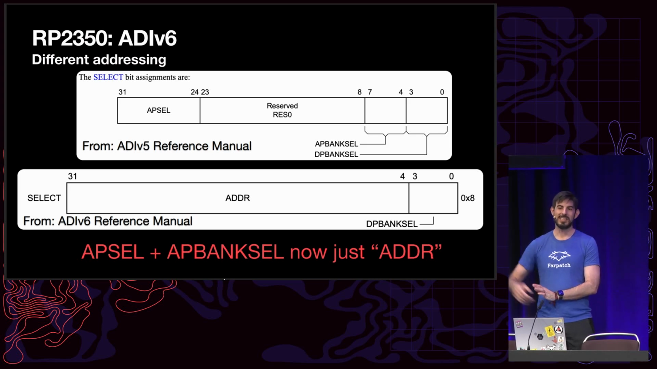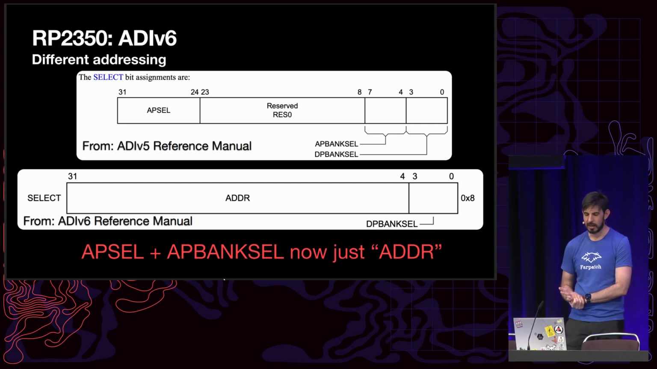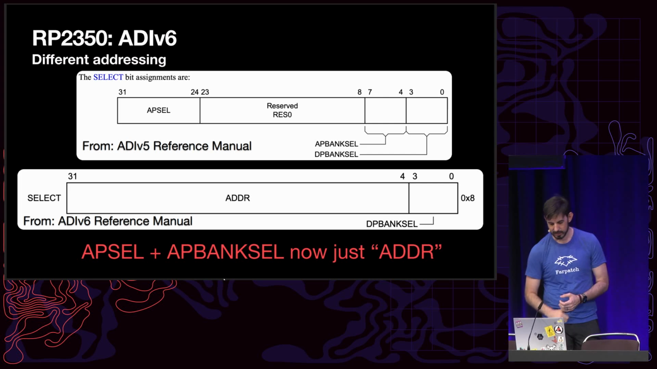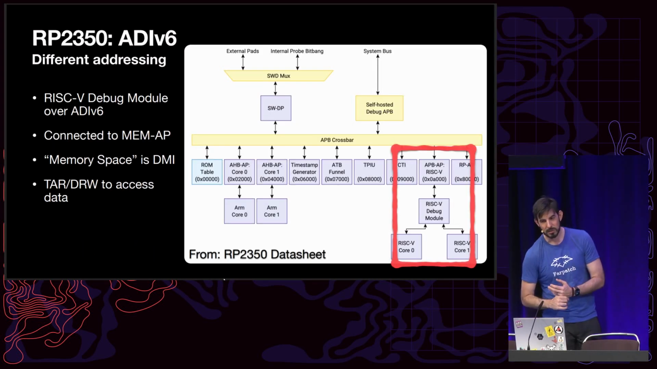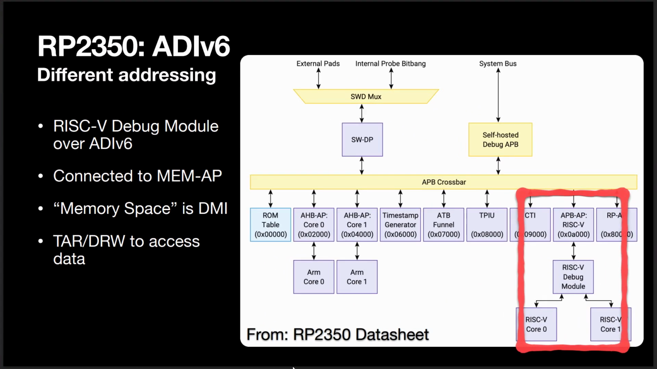but the biggest thing we need to worry about is that this register with the AP cell, the AP bank cell, and the DP bank cell, one of the things that ARM did in the newer version is they just combined it all into one. There's a single field there called address. And so now rather than setting a different access port in a different bank, it's all just in a single address space. And if you open the RISC-V manual, there's this really nice picture here of all the different addresses on that debug port.